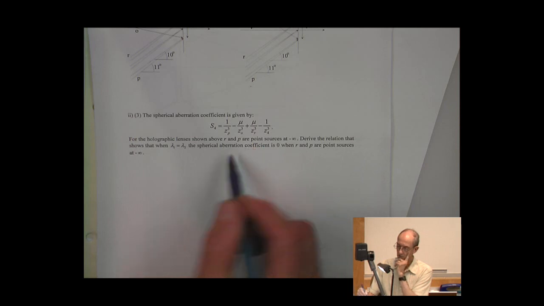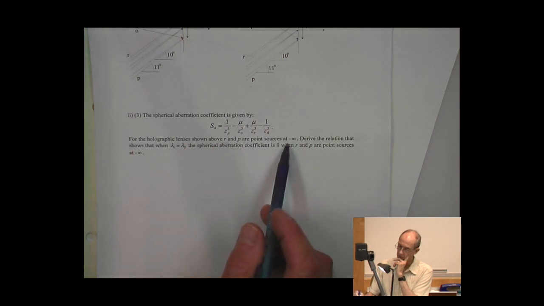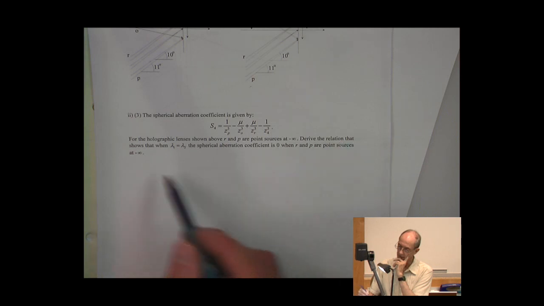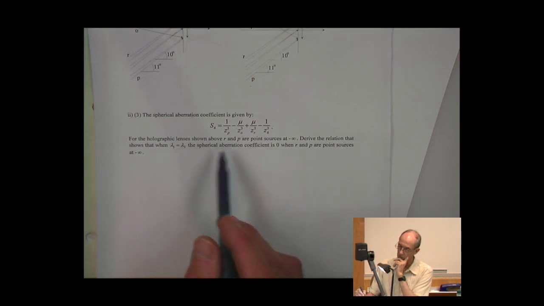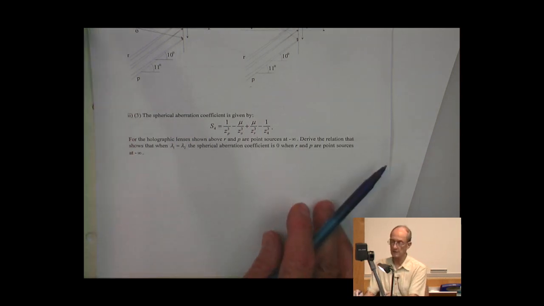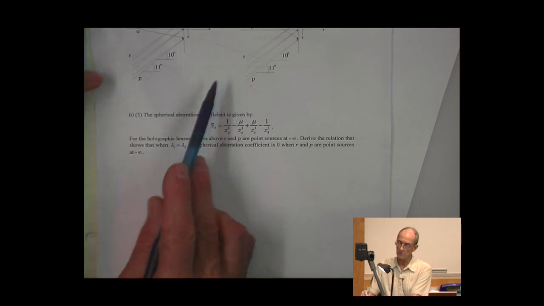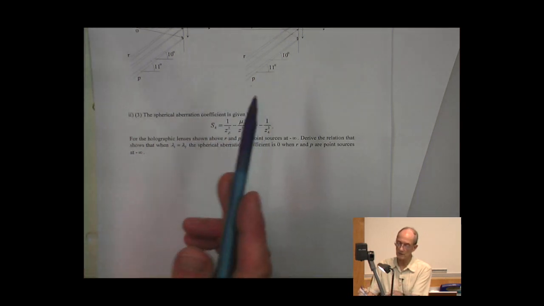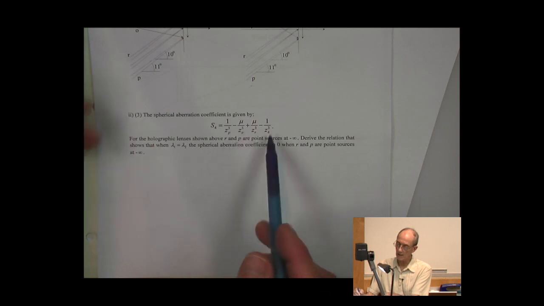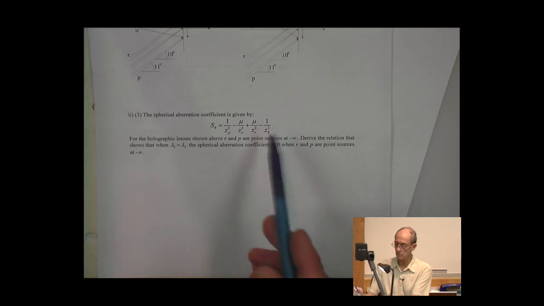So the question is, for the holographic lens shown above, R and P are point sources at infinity. Derive the relation that shows that when lambda 1 equals lambda 2, the spherical aberration coefficient is 0 when R and P are point sources at infinity. So here we have the reference and the reconstruction sources as point sources at infinity, giving us a plane wave. And how does this coefficient, why does that coefficient go to 0 when mu is equal to 1?